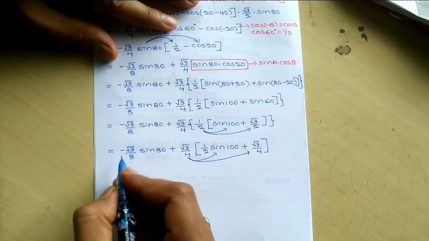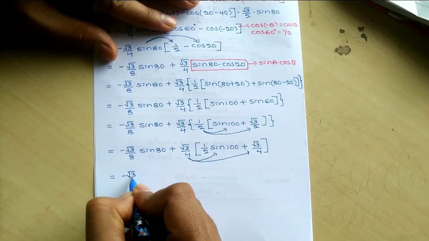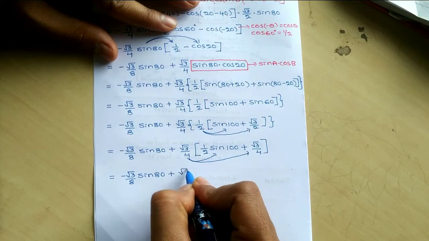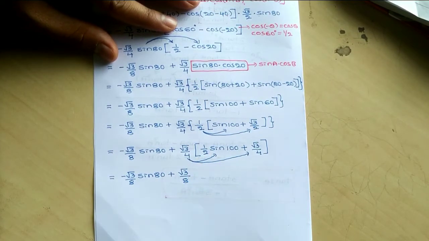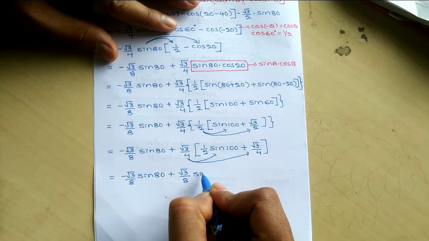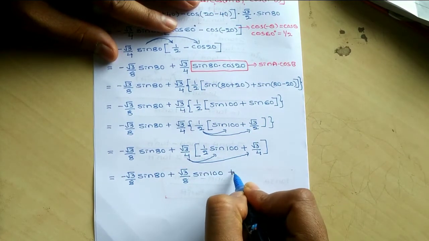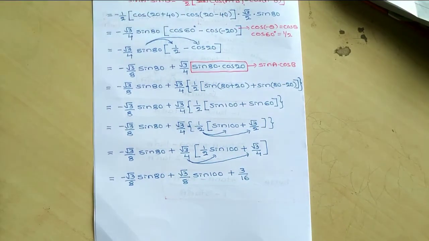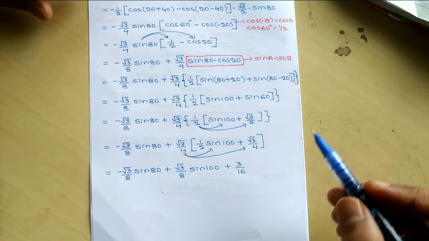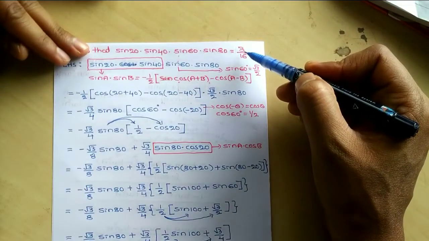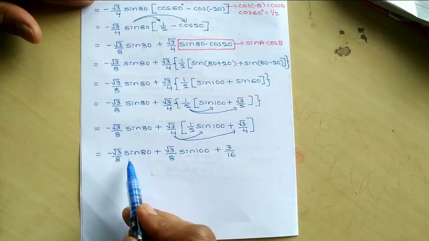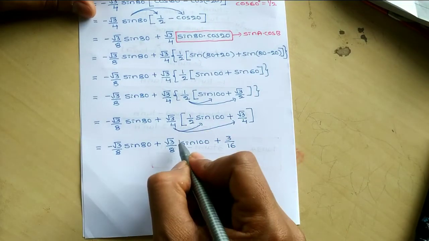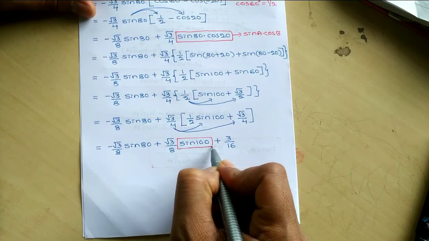Open the bracket. So which is equals to minus root 3 divided by 8 sin 80 plus root 3 into 1 is root 3 divided by 4 into 2 is 8. Correct. So next, sin 100 degree plus root 3 into root 3 is 3 divided by 4 into 4 is how much here? 16. So now see here I got 3 by 16. 3 by 16 only we need to prove, but we need to cancel these two. But here you cannot cancel. Here sin 80, here sin 100 is there. Correct. Therefore, next what I am going to do, apply the allied angle formula for this sin 100.